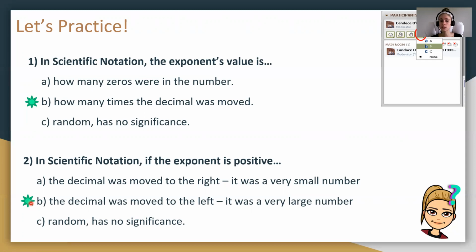So these are a couple key facts that, if you don't already have this in your math notebook from completing the OMHS lessons, would be a good thing to go back and revise and add to your notes: what the exponent's value means and what it means if it's a positive value.